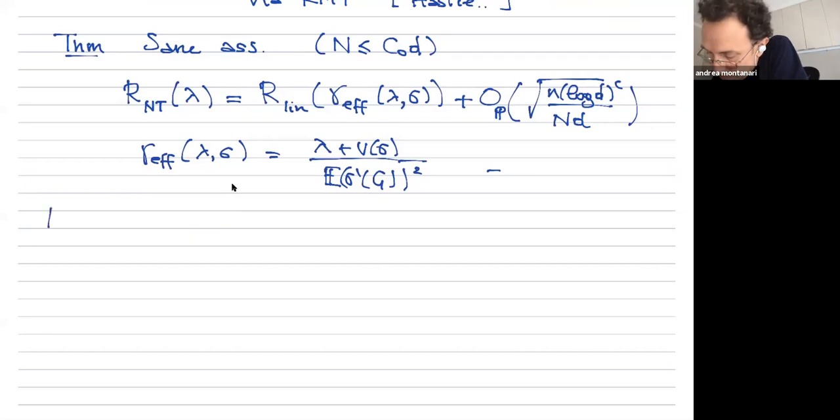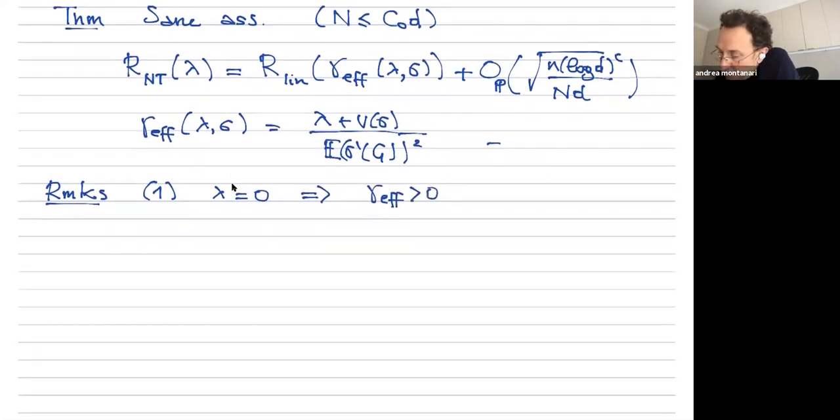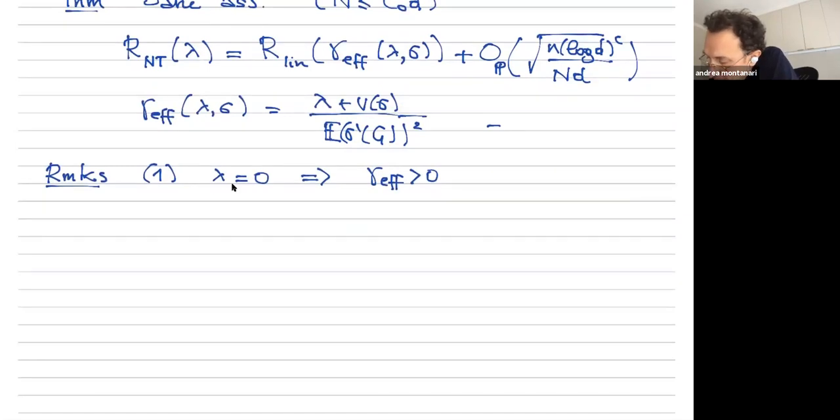A couple of remarks here. There is this interesting change in regularization. In particular, even if lambda is equal to 0, so you look at the min norm interpolator in the neural tangent model, the effective regularization is strictly positive. Okay, so this implies the fact that gamma at lambda equals 0 can be optimal.